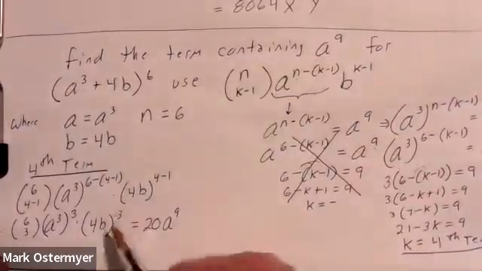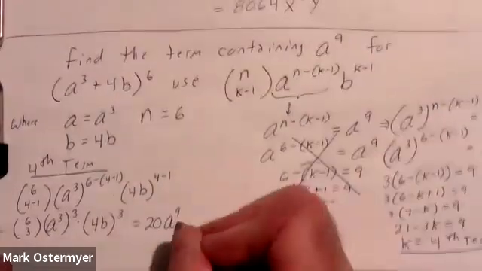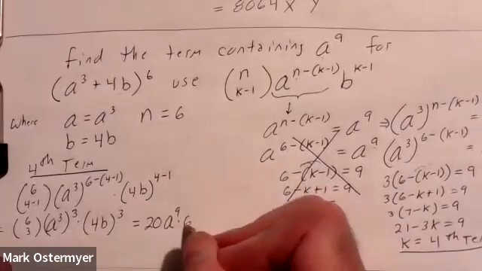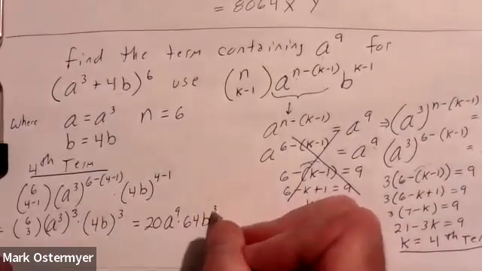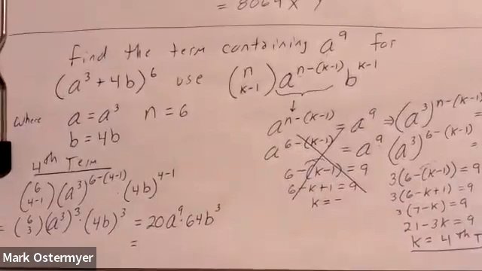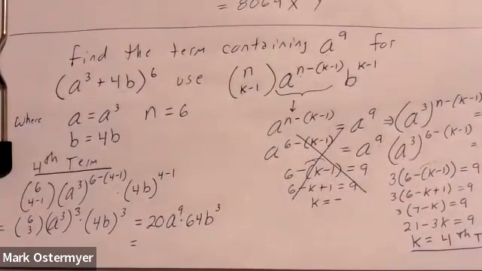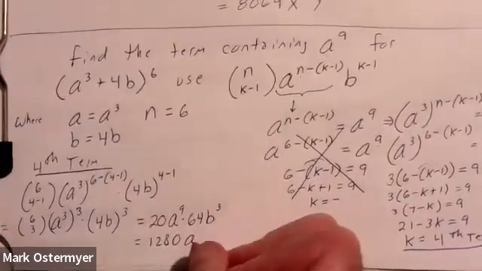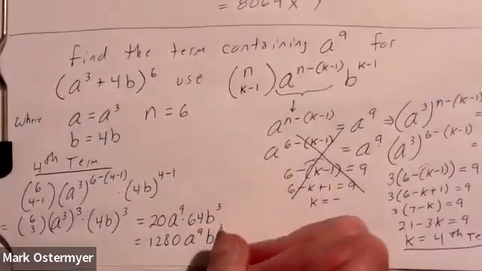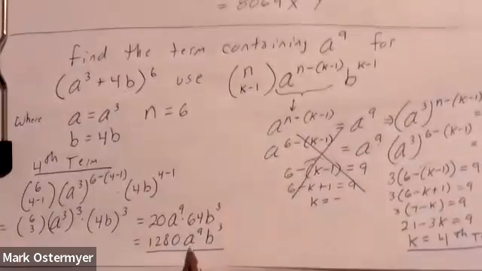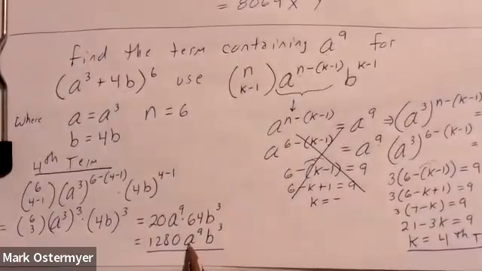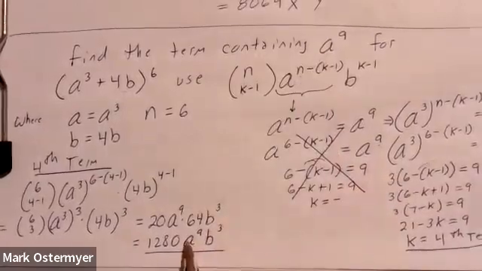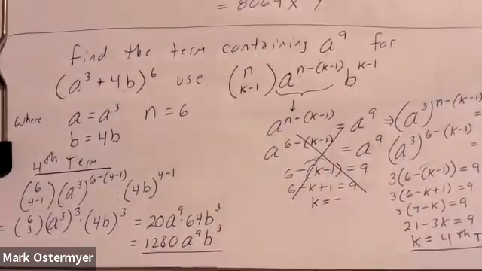You can see it. 4b cubed is 4 cubed, 4 times 4 is 16, times 4 is 64, b cubed. Finally, 20 times 64 gives you 1280. So this would actually be the 4th term of that binomial expansion. And notice, yes, the fourth term does have the desired factor of a to the ninth in it. So it makes sense that that would be the fourth term.